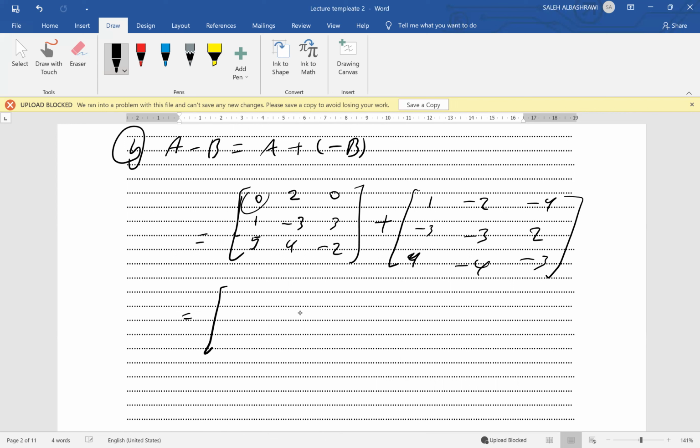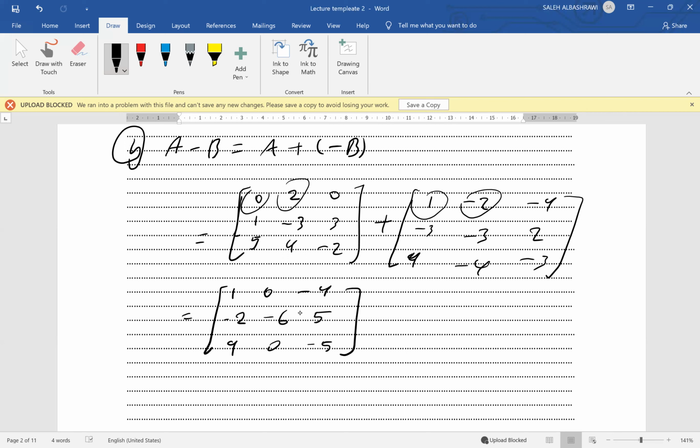So add 0 plus 1 is equal to 1. 2 minus 2 will give me 0. 0 with minus 4 is minus 4. 1 with minus 3 is equal to minus 2. Minus 3 with minus 3 is minus 6. 3 plus 2 is equal to 5. 5 plus 4 is equal to 9. 4 minus 4 is equal to 0. Minus 2 minus 3 is equal to minus 5. So this is A minus B.